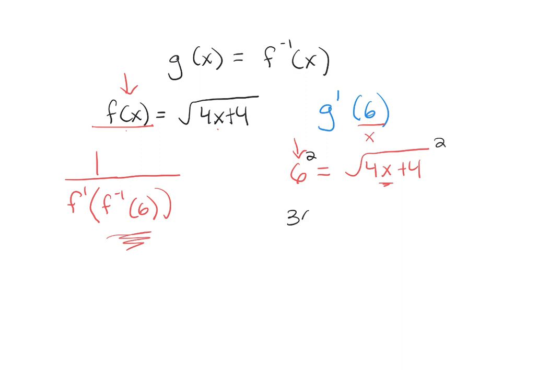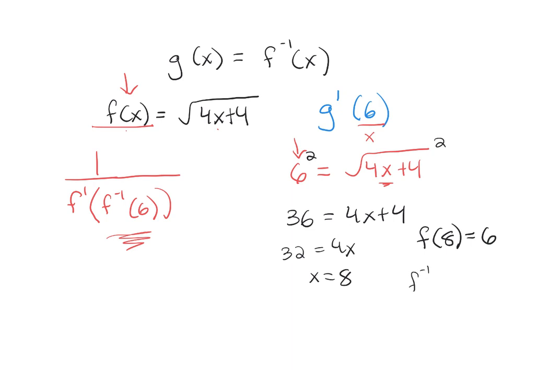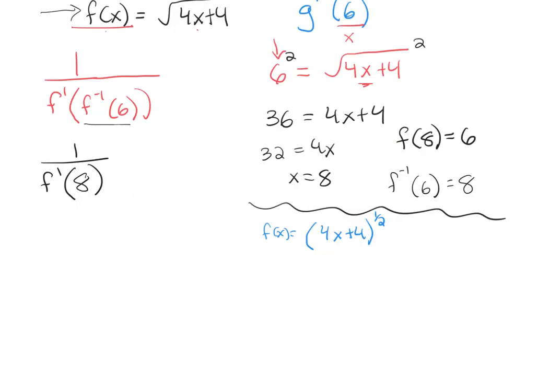Square both sides, so 36, subtract 4, so x equals 8. So this is f of 8 is 6. So then the inverse of f at 6 is 8. So that's this first part that we have to evaluate. So 1 over the derivative of f of 8. So now we have to find the derivative of f and plug in 8.